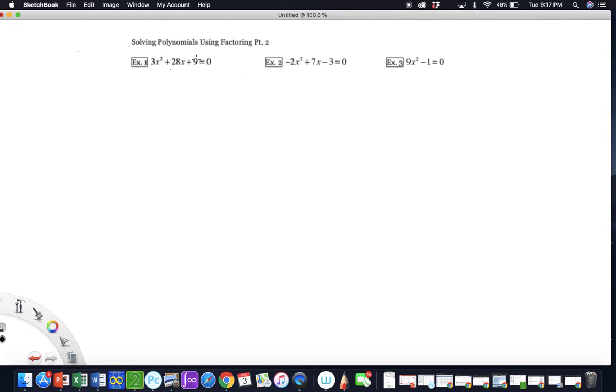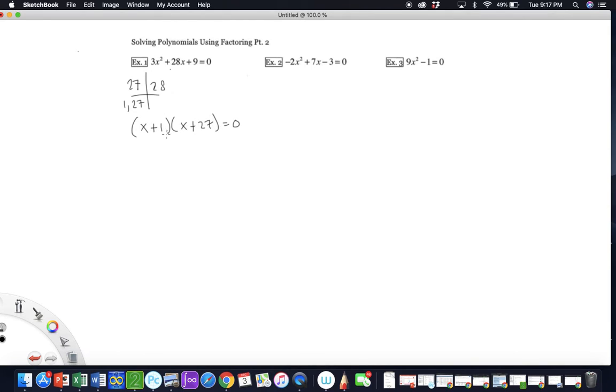So if I take 3 times 9, or a times c, I get 27, and I need two factors of 27 that when added together equal 28. So that would be 1 and 27. All right, then I'm going to write those as two binomials. So we get x plus 1, x plus 27 equals 0.